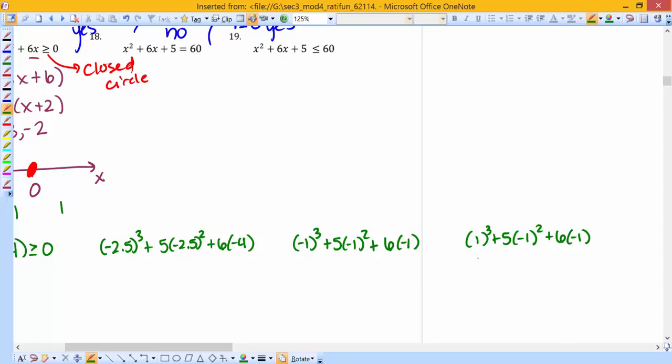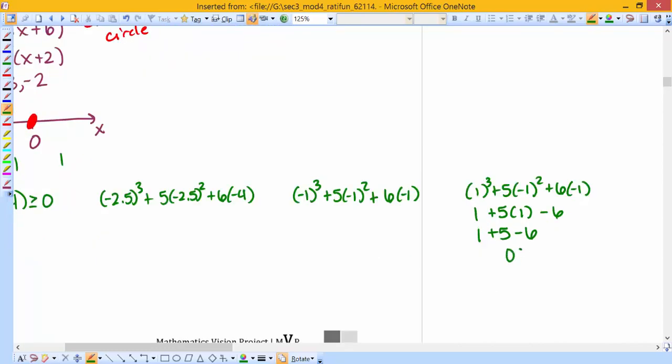So I'm going to start with the 1s. So this is 1. 5 times 1. And then I have negative 6. 1 plus 5 minus 6. That is 0. Is that greater than or equal to 0? Yes. Now I'm going to work backwards. Negative 1 cubed is negative 1. Negative 1 squared is positive 1. And then I get negative 6.